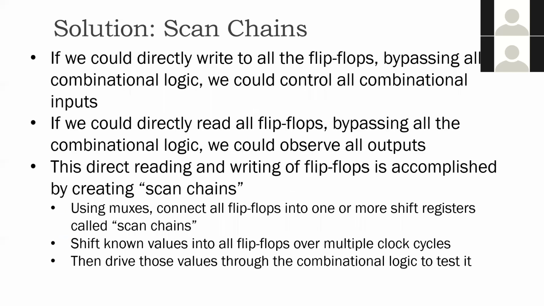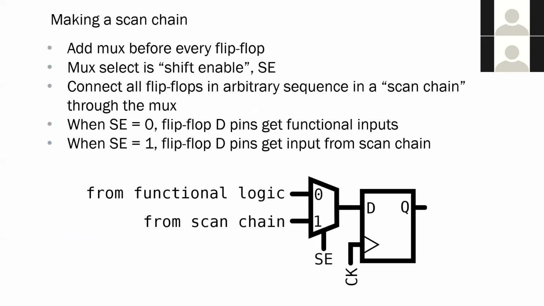So to accomplish that, we use something called scan chains. And the idea is the following. We add a mux before every flip-flop, and that's what I'm showing here. So here's my original flip-flop, and at the input to that flip-flop, I put a 2-input mux. The mux select is a signal that I'm going to call shift enable, and you will see why later, but that's the name of that mux select, shift enable.